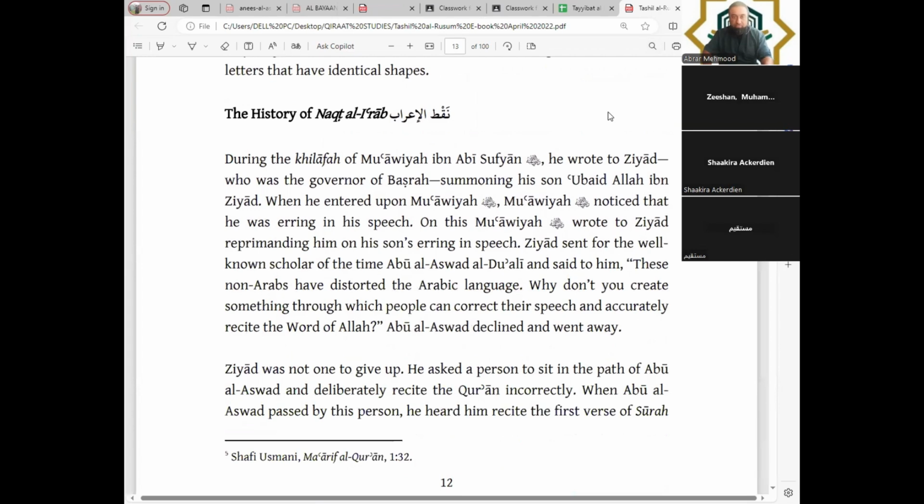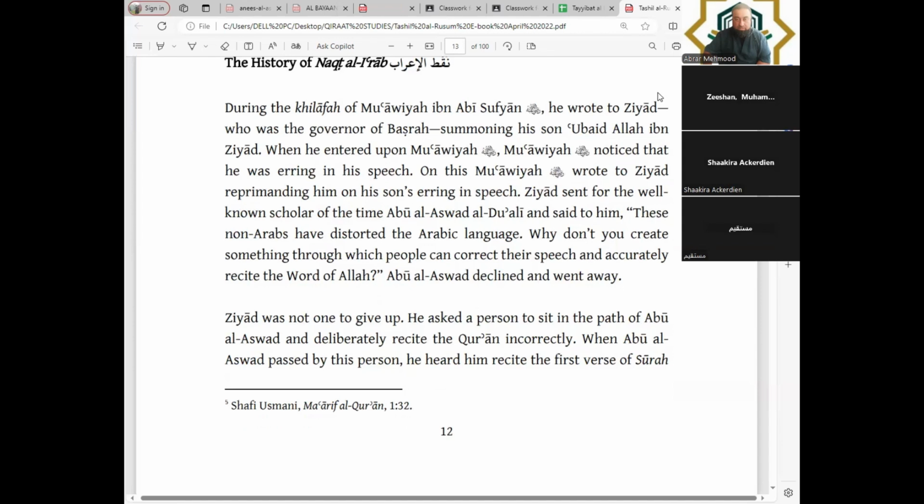The history of Naqtul I'rab. During the Khilafah of Muawiyah ibn Abi Sufyan radiallahu ta'ala anhu, he wrote to Ziyad, who was the governor of Basra, summoning his son Ubaidullah ibn Ziyad. When he returned, Muawiyah radiallahu anhu noticed that he was erring in his speech. On this, Muawiyah radiallahu anhu wrote to Ziyad reprimanding him for his son erring in speech.